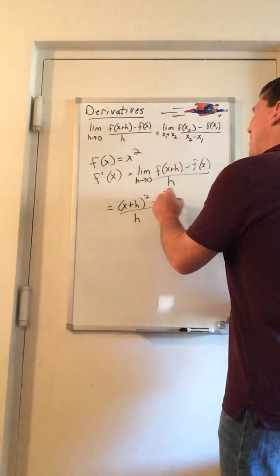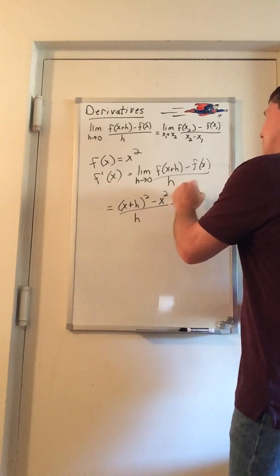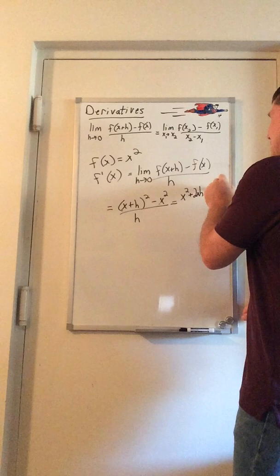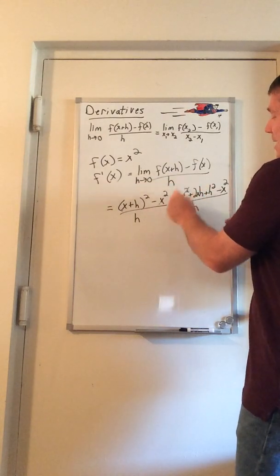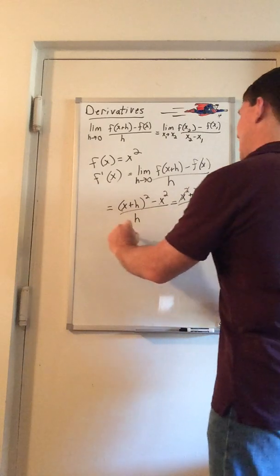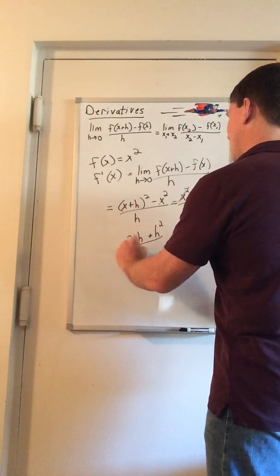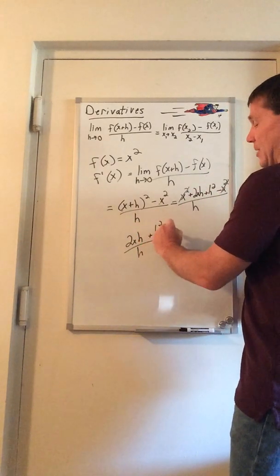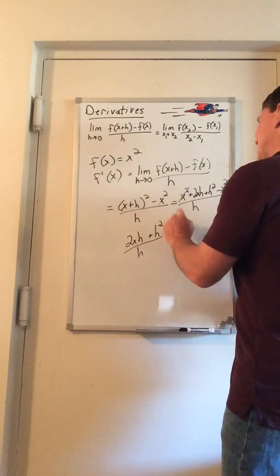Okay, so now I'll just FOIL this out. All of you can FOIL that. You get x squared plus 2xh plus h squared minus x squared all over h. Here, x squared minus x squared cancel, and I'm left with 2xh plus h squared all over h. Now there's a common h here, here, and here in all three terms. I'm going to cancel it out of all three terms and then apply the limit.